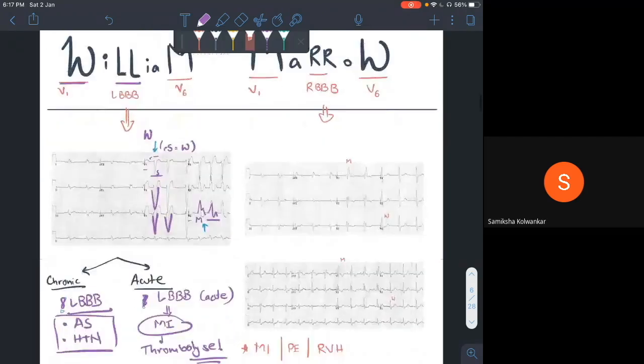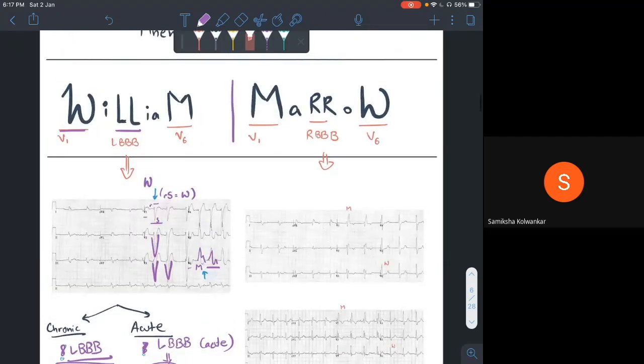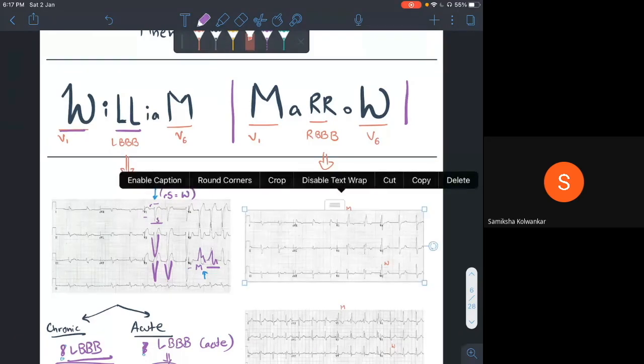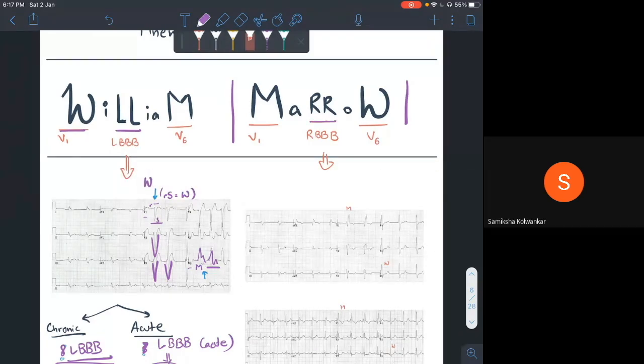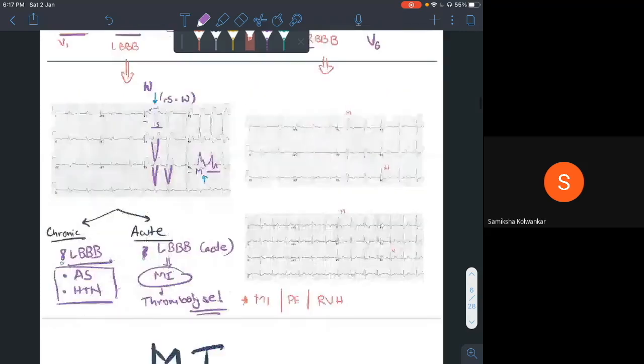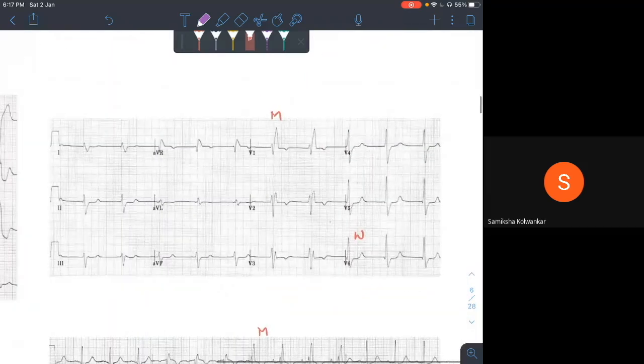Now, right bundle branch block, like we said, the mnemonic is MARROW. You guys probably study from that a lot these days. The RR is telling you that this is for the right. The mnemonic is telling you itself, and the M is you need to find the M in V1, and you need to find the W in V6. So let's just look at this. It's going to be very easy.